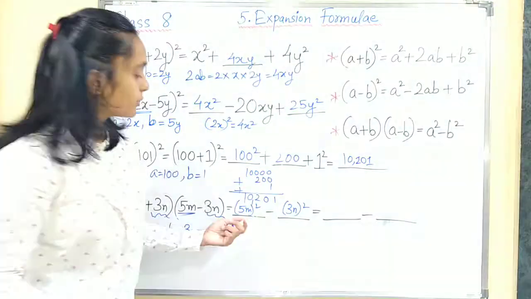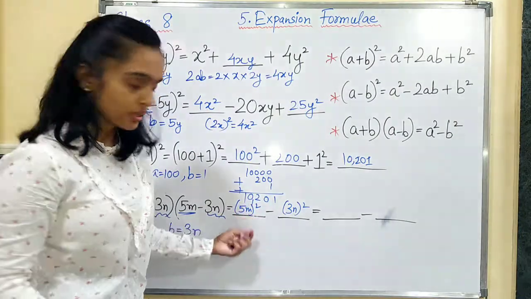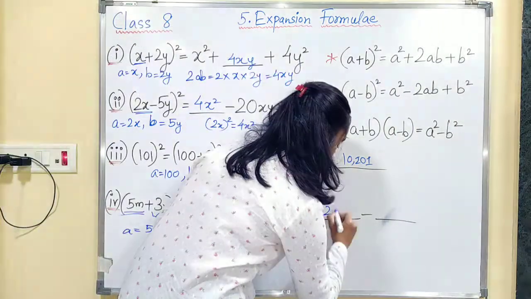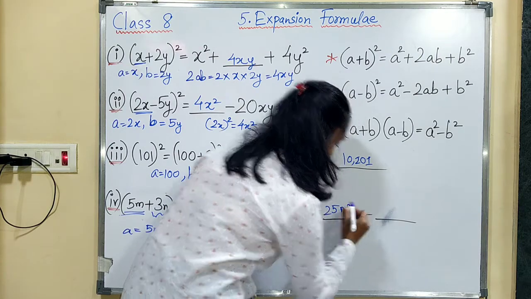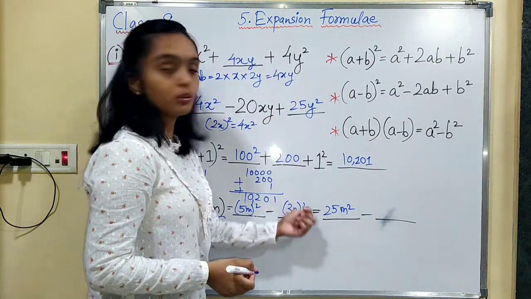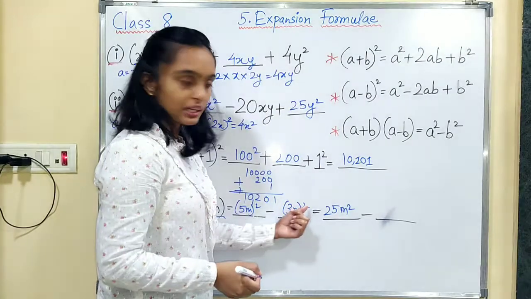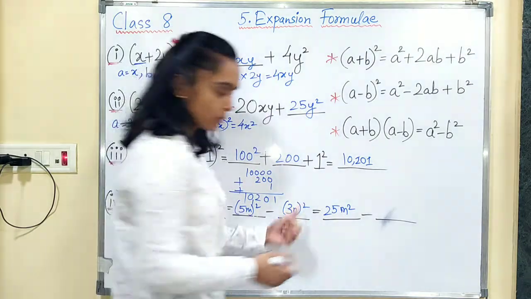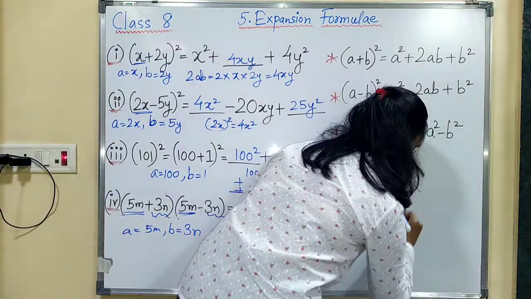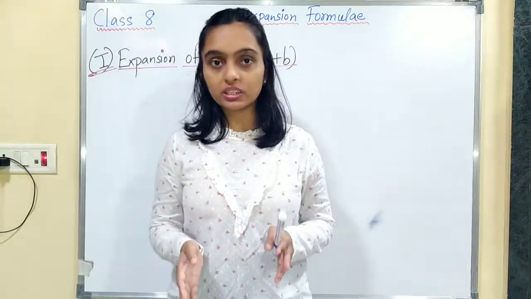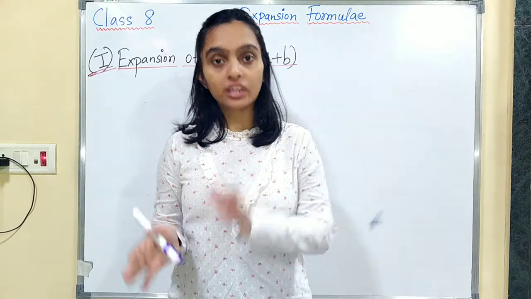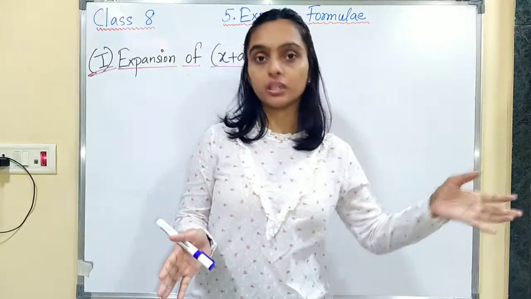5m the whole square will be 5 square and m square. So 5 square is 25 and m square is m square. 3n the whole square, so 3 square is 9 and n square is n square. 9n square. That's it.